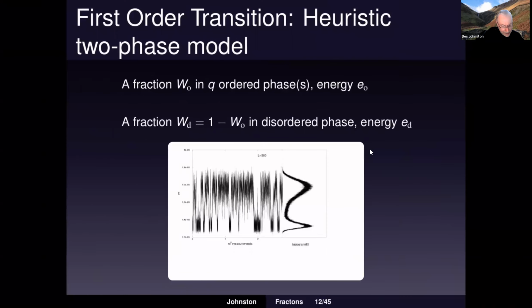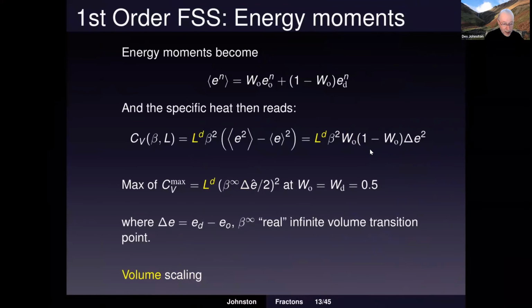Let's skip back here. So you've got a couple of phases. Let's pretend that in the ordered phase, everything's exactly the same. In the disordered phase, everything's exactly the same. And that the transitions between the two are instantaneous. And then try and work out things like the energy in that case. Well, that's a very simple approximation.